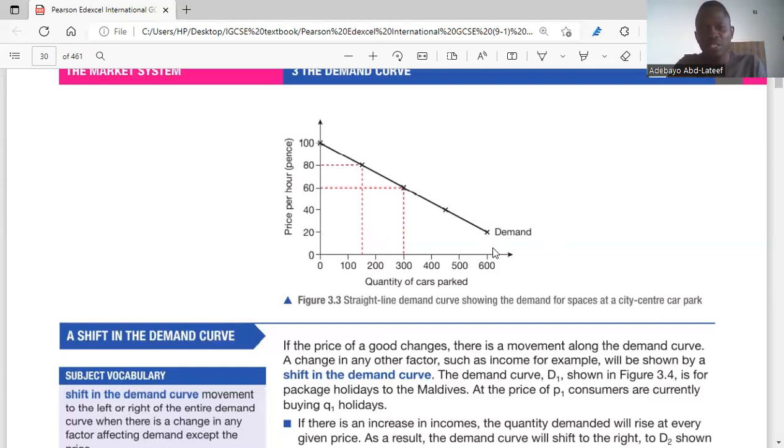That is expansion. The quantity demanded increases from 300 to 600. That is what we call expansion. So contraction is when the price of the product increases. Expansion is when the price of the product falls. Do you have any question about that? Okay, we move on.